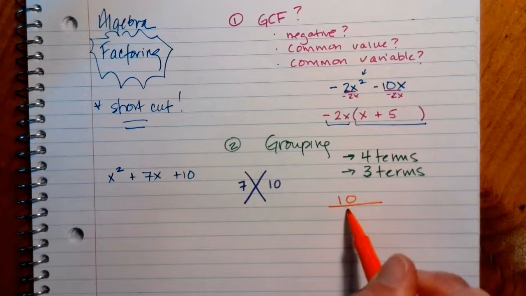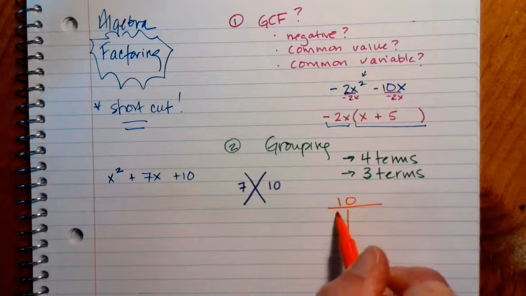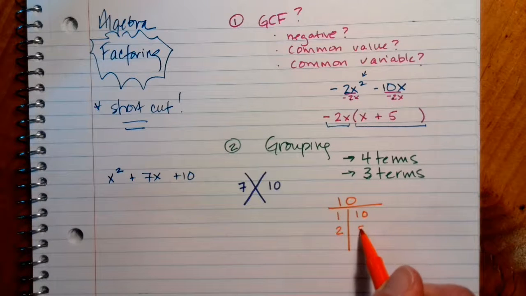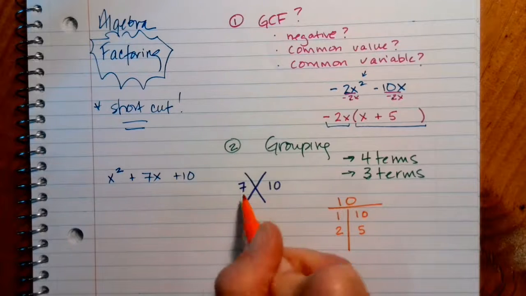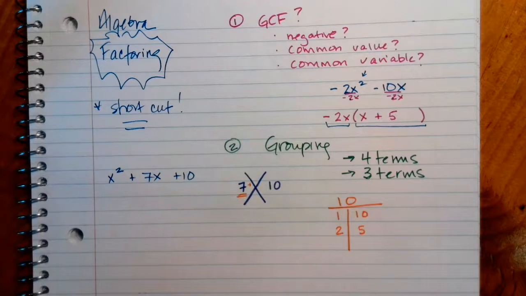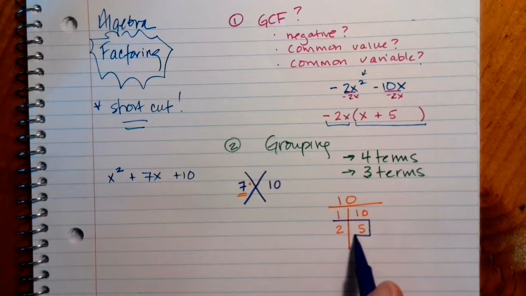I like to draw a factor table for 10. And I think about all of 10's friendly numbers, 1 and 10, and 2 and 5. And I'm looking for this sum of 7. And if you notice, I found it right here.